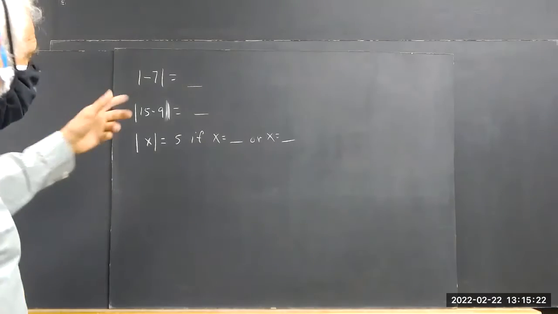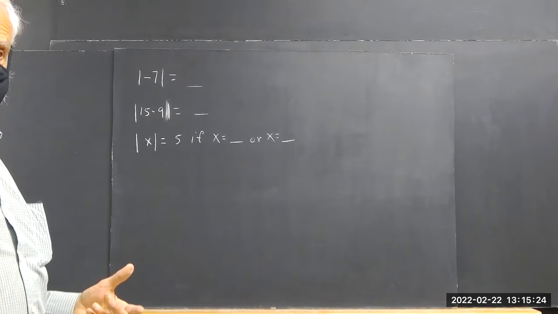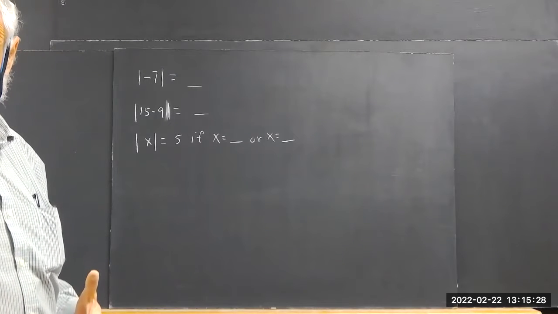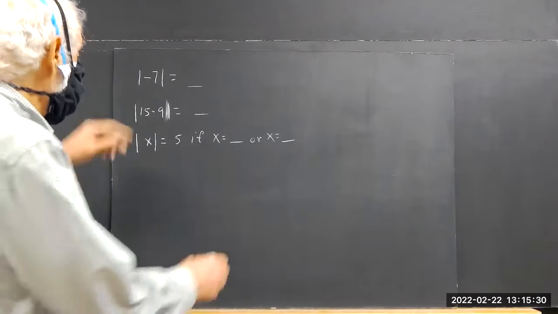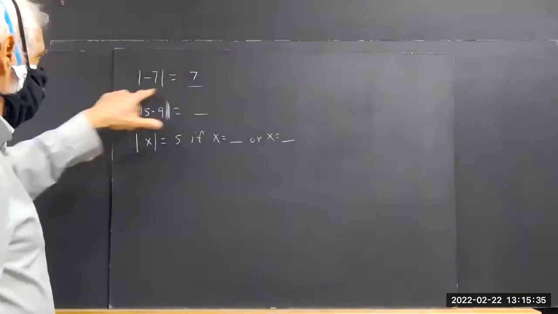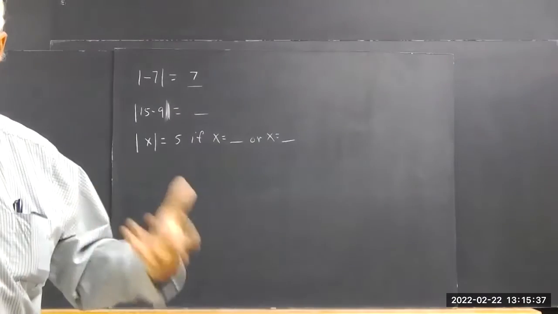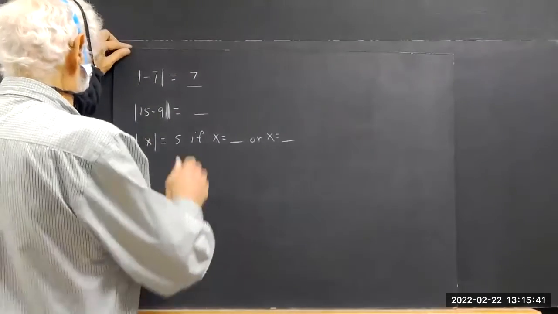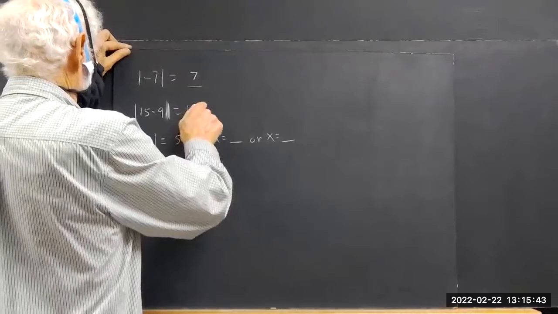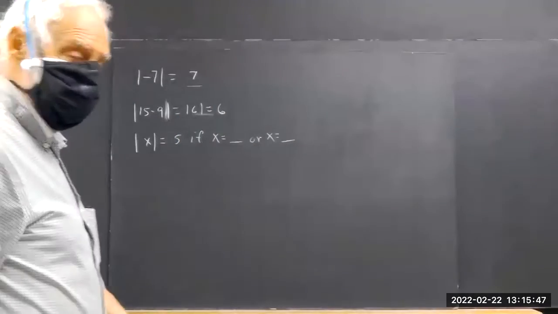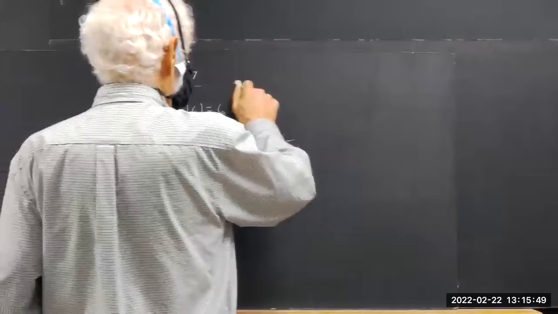Well, the absolute value of a number is just its magnitude, how far it is from 0. The absolute value of -7 is 7, I think people know what absolute value is at that level. And the absolute value of 15 minus 9 is the absolute value of 6, which is just 6.